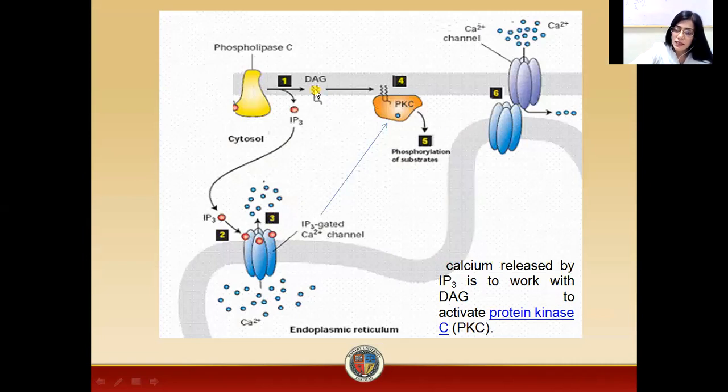Secondly, this DAG will result in activation of protein kinase C, which is an enzyme, and this enzyme will cause phosphorylation of the substrates or proteins. Additionally, this will cause the opening of the calcium channels which are present on the cells. As a result of this calcium channel opening, there will be release of calcium into the cytosol. So this calcium is released by IP3 as well. Calcium released by IP3 works with DAG to activate protein kinase C. So both of these are working together in releasing calcium and the contraction of the cells.